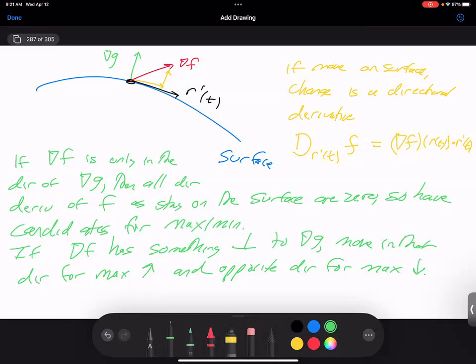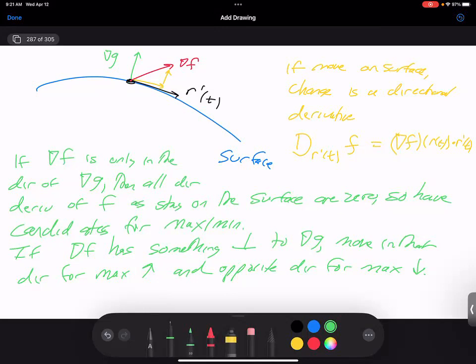So a better way of looking at this is if the gradient of f has a component that's not perpendicular to the gradient of g, then clearly if we move in that direction, things are increasing. And if we move in the opposite direction, things are decreasing as much as possible. So the only chance we have for maximum or minimum is when the gradient of f is in the same direction as the gradient of g. If the gradient of f has any component perpendicular to the gradient of g, just move in that direction to see increase, move in the opposite direction to see decrease. That's where these conditions come from.